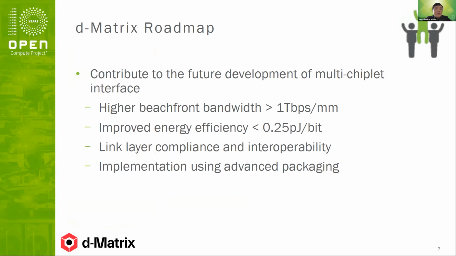Going forward, D-Matrix will continue to contribute to the future development of multi-chiplet interface. In this case, we target to achieve higher bit shrunk bandwidth of greater than 1 terabit per second per millimeter. We also want to improve the energy efficiency to less than a quarter picojoule per bit. In addition, we want to design the link layer meeting all the compliance and interoperability specifications. Last but not least, we are also excited to explore implementation using more advanced packaging technology, for example, interposer or integrated fan-out. And I think this is all I have for today. Thank you for your attention.